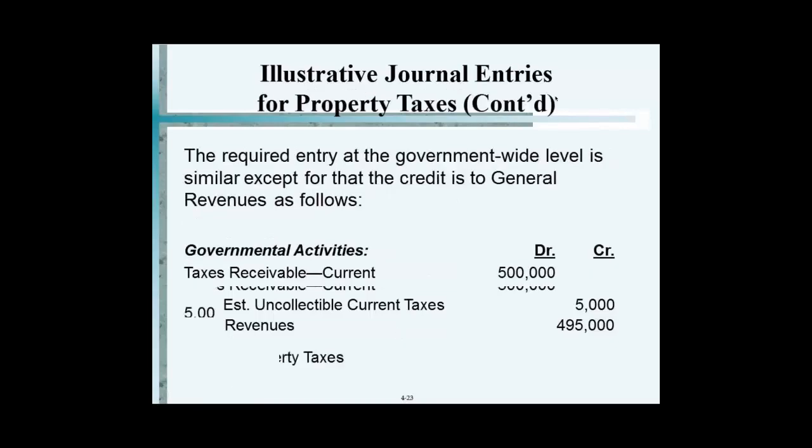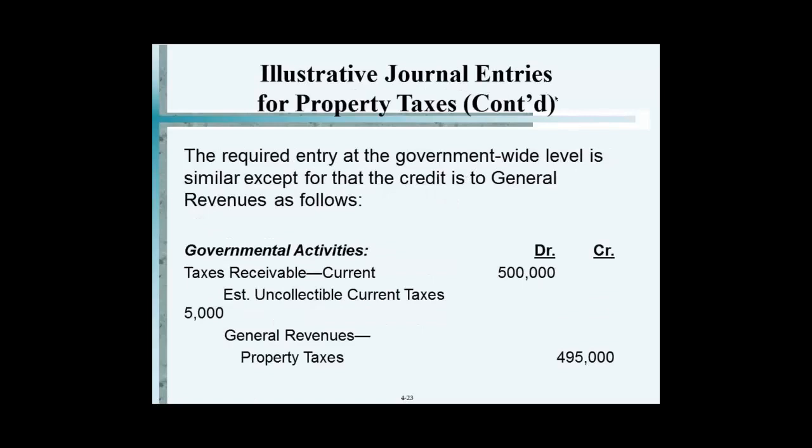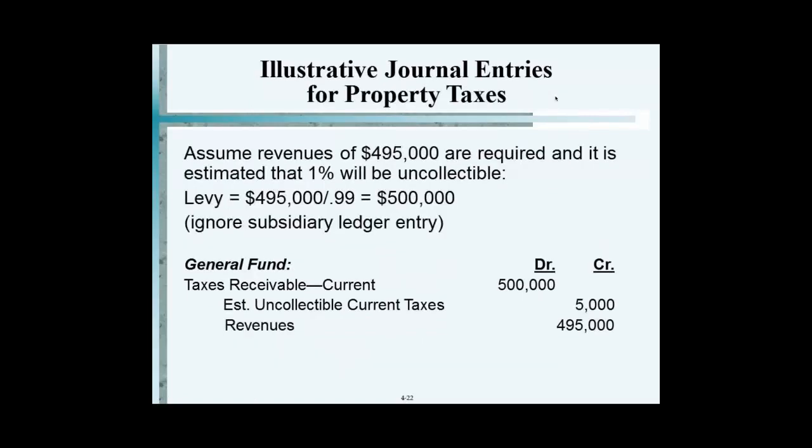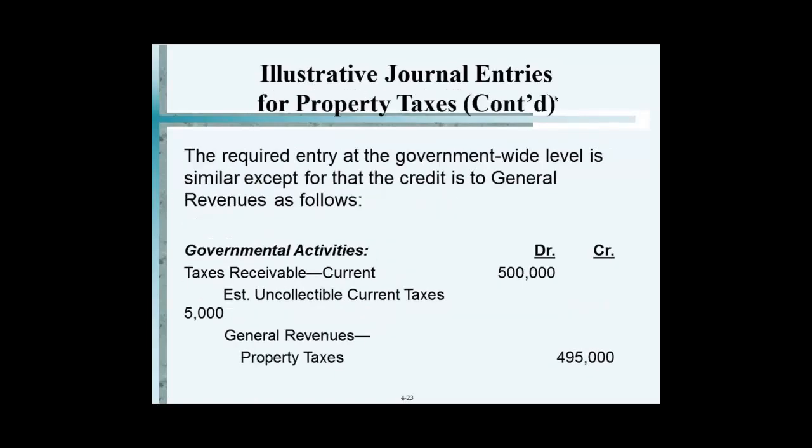What happens next? This is done at the general fund level, and this $5,000 should really be here, okay? Same journal entry, except the titles are a little different, general revenue property taxes, because that's the way it's shown in the statement of activities. Same journal entry.